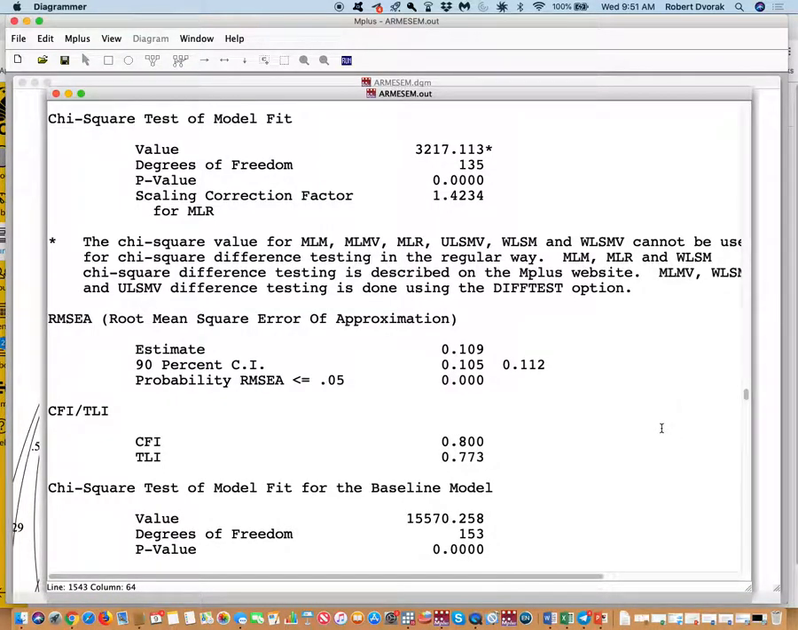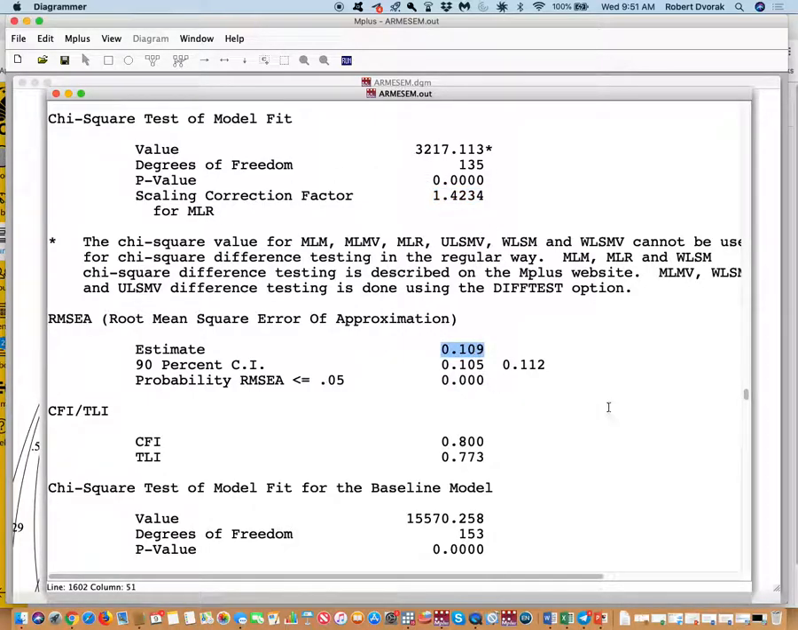It's like garbage, right? Note here, chi-square value for MLM, WMLV, and so on, cannot be used for chi-square difference testing in the regular way. We're going to talk about how you actually do this in a little bit, but you can't just subtract the chi-square and the degrees of freedom because there is this scaling correction factor that occurs for MLR.